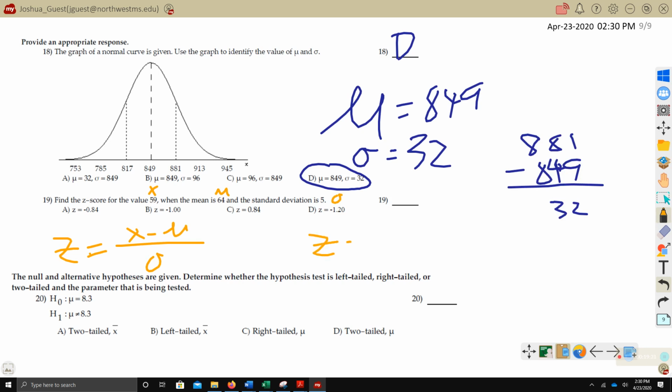So the z-score here is going to be 59 minus 64 over 5, which is negative 5 over 5, which is -1. So my z-score is -1, and we typically do it to 2 decimal places, which is why B looks like that and says -1.00. So B is our final answer there.